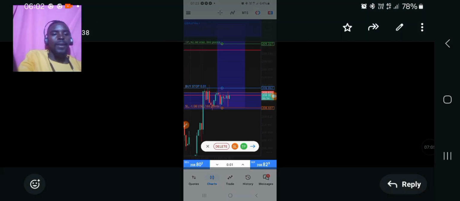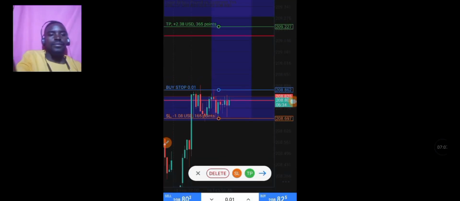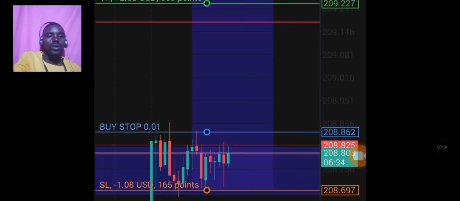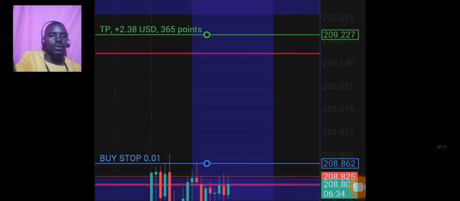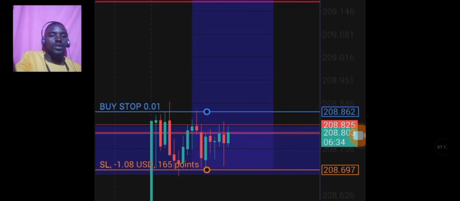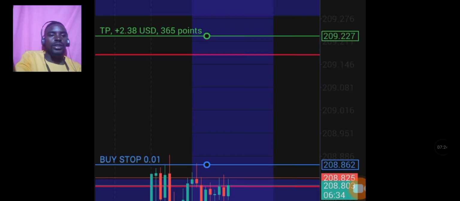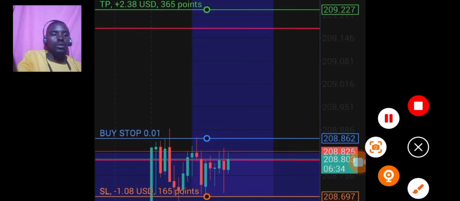Nice. This is the trend before I took it. Look, it broke. I went for a buy stop here. The entry was 3 and my TP was 8, guys. This is a lot of 0.1. That is my test account that I use. So you can see the TP was 8 and everything was done.